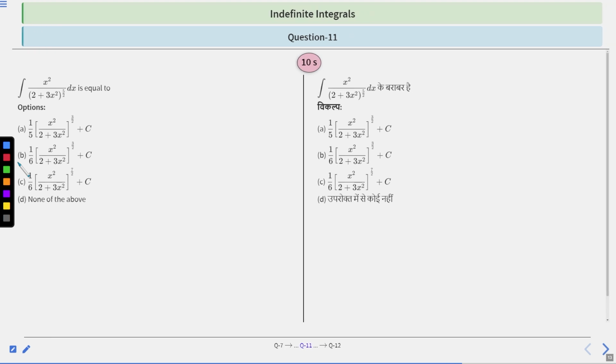Next question is question number 11, which is basically integration of x square upon (2 + 3x square) to the power 5 by 2 dx is equal to.